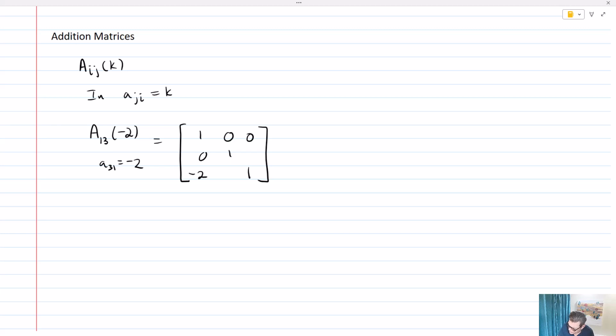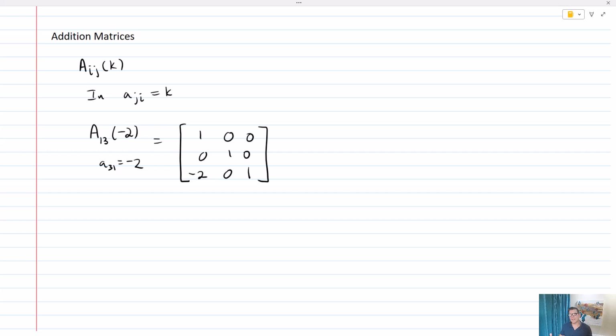So we have 0, 0, 0, 0, 0. Everything else becomes a 0. The inverse, it turns out, is just going to be A13, but it's going to have a positive 2 in it. All right? And so essentially what's going to end up happening is we're going to imagine that we're going to add 2 times row 1 to row 3.